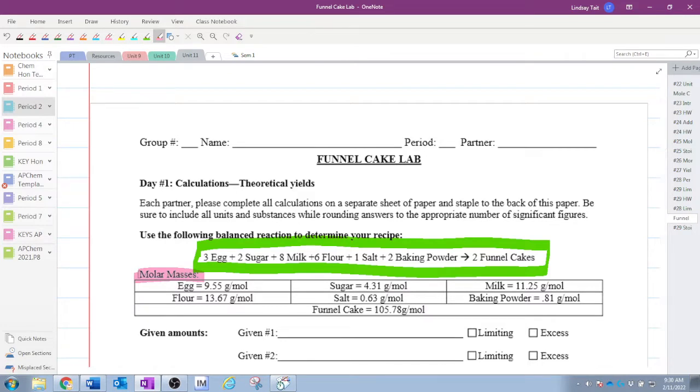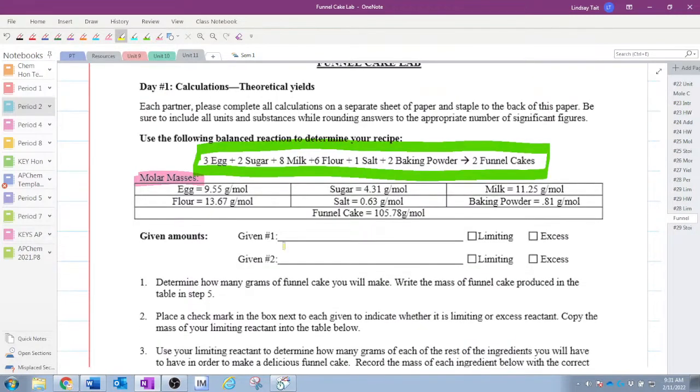So, how is this going to work? You're going to be getting in partners of your choosing, and each set of partners is going to be given a different card. On that card, you are going to find 2 numbers for 2 different ingredients. First thing you're going to do is copy them right here. Those are the 2 givens for your funnel cake lab. One of them is your limiting reactant. That means your other is in excess, as well as every other ingredient that's not on the card. But I'm giving you 2 so that you can figure out which one is which.